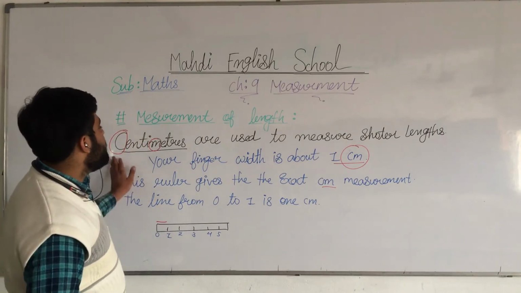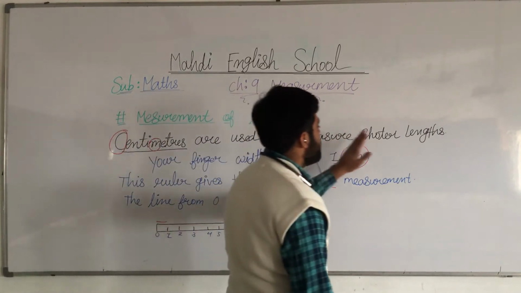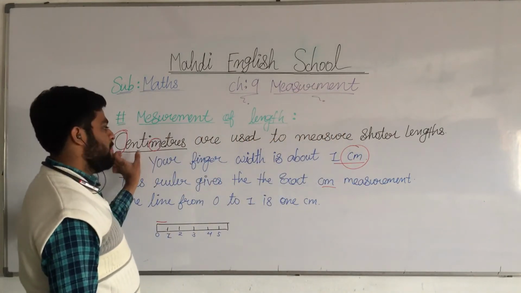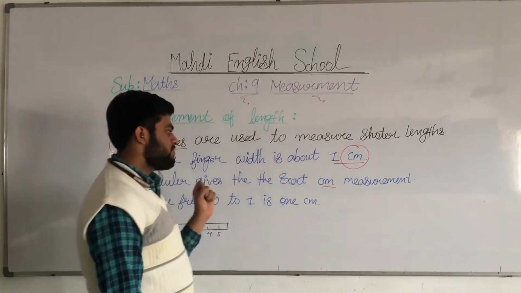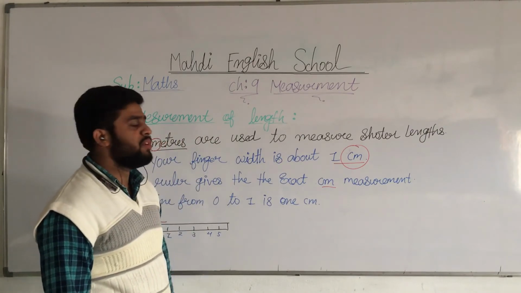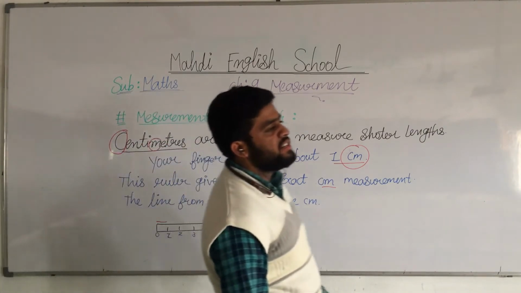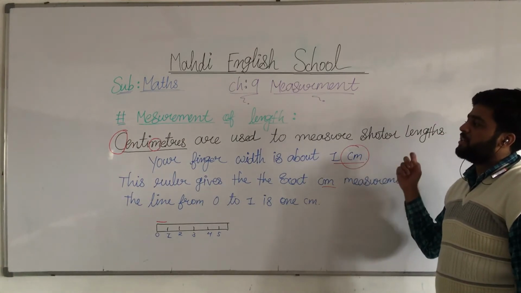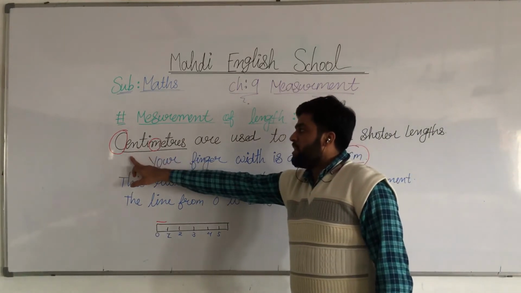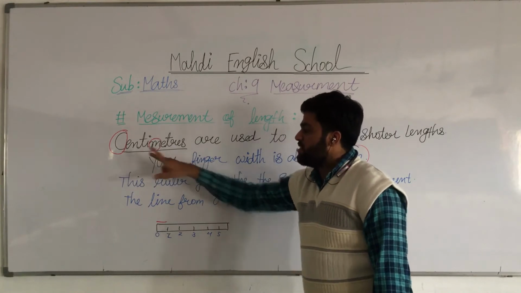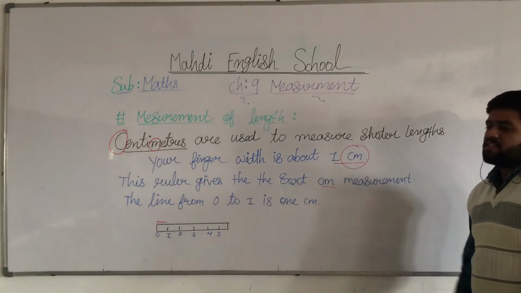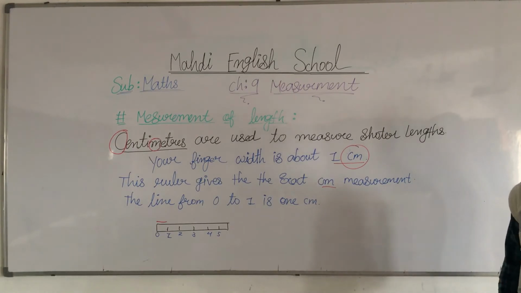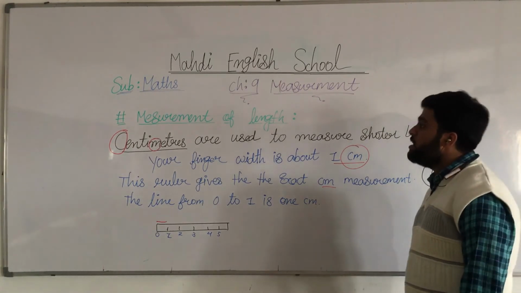Understood? Centimeters are used to measure a shorter length. So we apply the centimeter. What does cm mean, my dear students? Whenever the word comes with capital C and small m, it is called cm, centimeter. See our spelling, capital C and small m. It is called cm. cm means centimeter. Good points, my dear students. I hope you all understood.